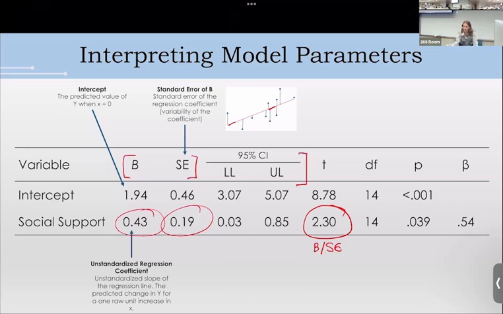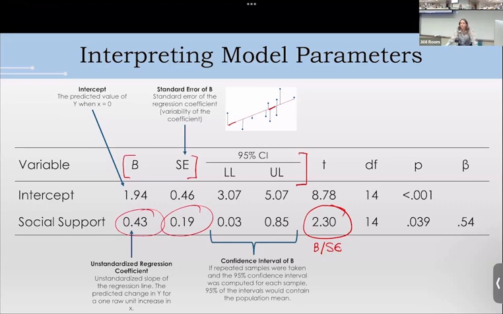Again, our confidence interval belongs to our B. We've done confidence intervals before. If we were to take repeated samples and the 95% confidence interval were computed for each sample, 95% of the intervals would contain the population coefficient. Now, what happens to that confidence interval when the standard error goes up?